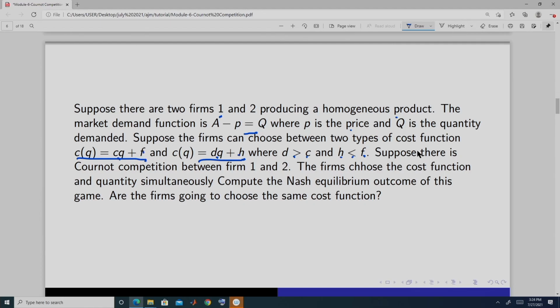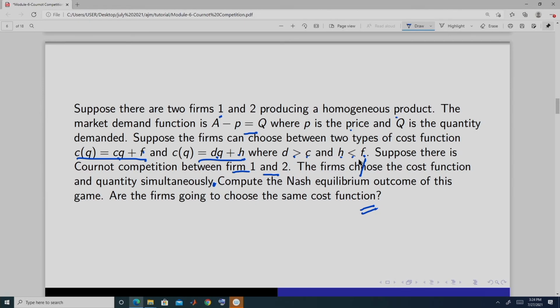And suppose there is Cournot competition between farm 1 and farm 2, and the farms choose the cost function and quantity simultaneously. Okay. So, these two decisions are taken simultaneously, and compute the Nash equilibrium outcome of this game. Are the farms going to choose the same cost function? Okay. So, these are the questions.